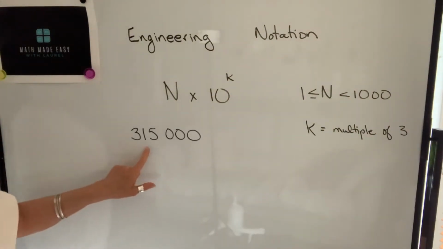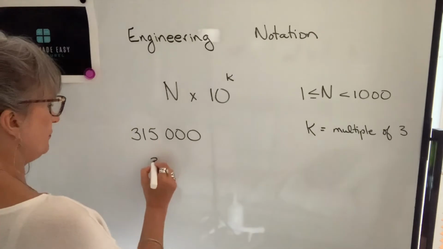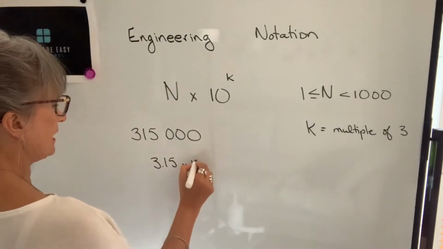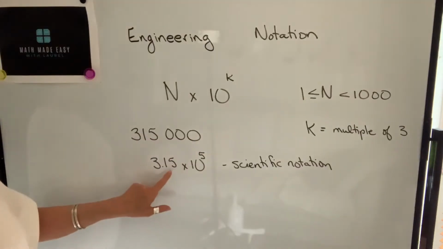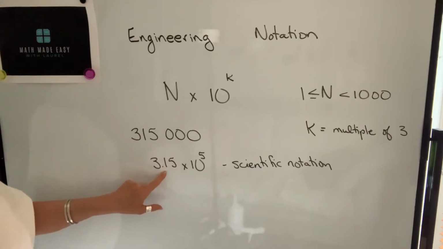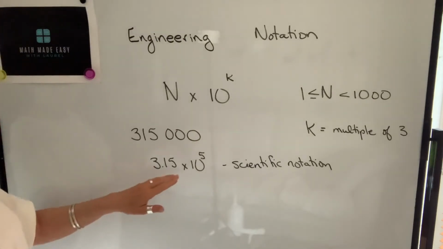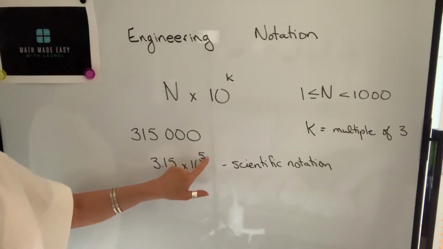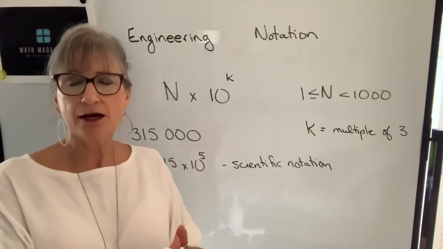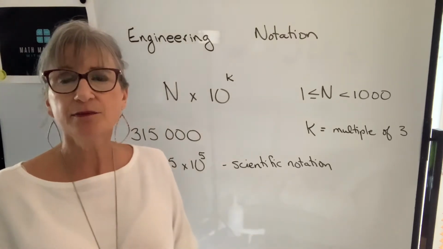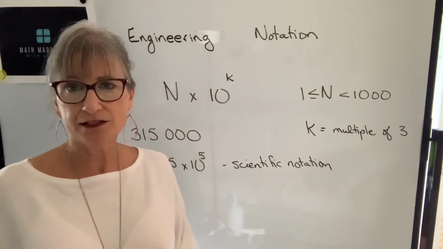So if we had a number like 315,000, if I were to write that in scientific notation, it would be 3.15 times 10 to the 1, 2, 3, 4, 5. A number in scientific notation has to be between 1 and 10, and then the exponent has to be an integer. But this is not engineering notation because this exponent is not a multiple of 3. Multiples of 3 would be 3, 6, 9, 12, 15, and so on. Similarly, -3, -6, -9, -15. Numbers that 3 divides into evenly.